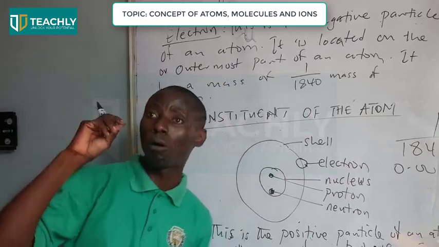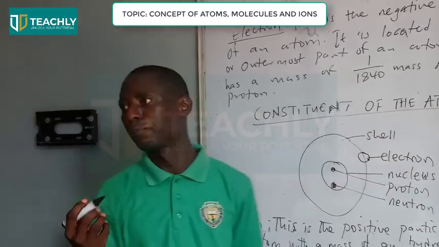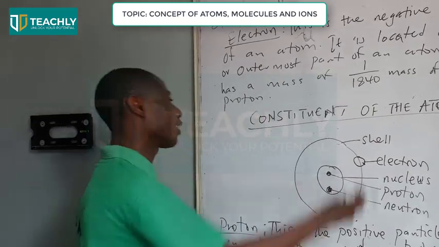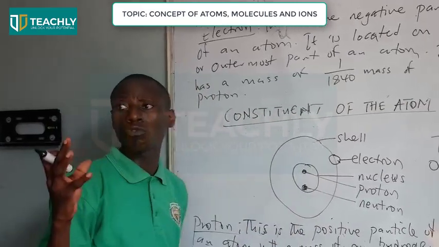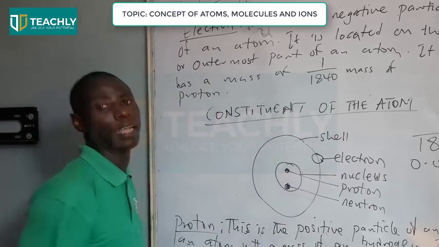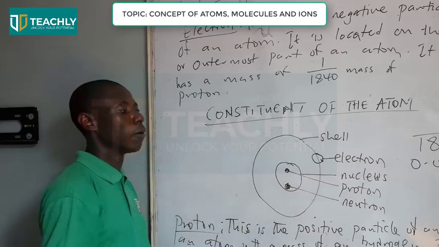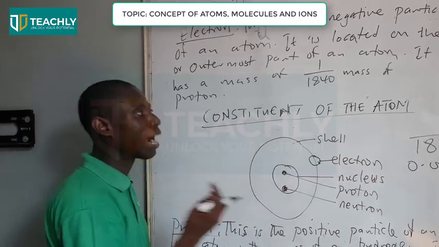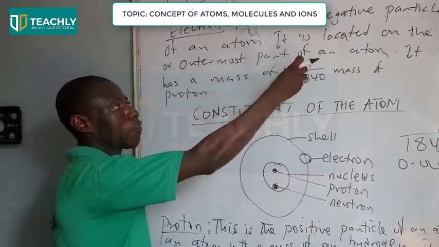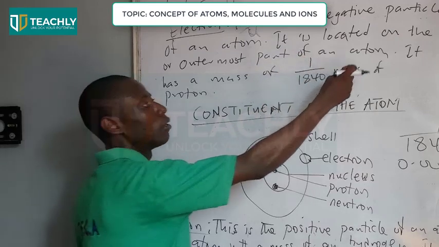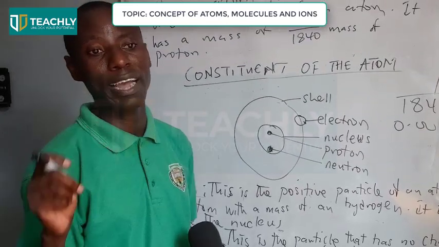It is easy because it has a small mass compared to the proton and neutron. That's why the nucleus of an atom is always heavy, unlike the shell that is light. The bulk of the mass of an atom is considered to be at the center, because of the high mass of the proton and neutron. The mass of an electron is the mass of a proton divided by 1840, which shows that the electron is light.